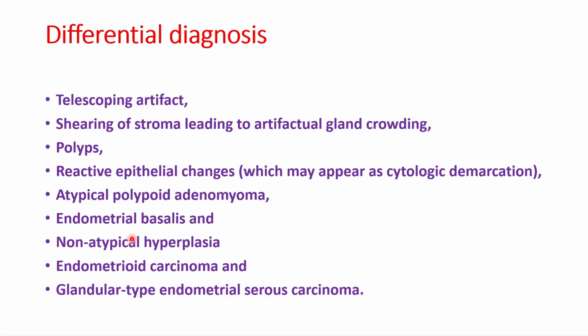So this is what we can see: that careful attention to gland-stroma ratio, architectural complexity, and nuclear atypia is the key to spotting precancerous changes early.